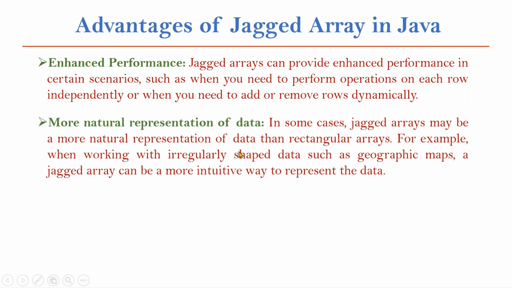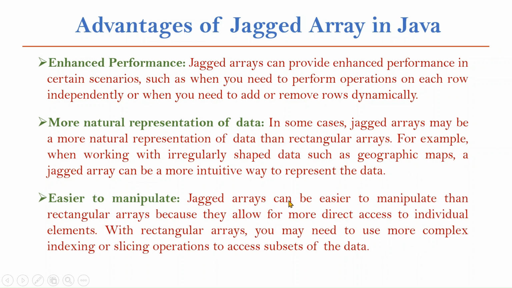Now, more natural representation of data. In some cases, jagged arrays may be a more natural representation of data than rectangular arrays. Rectangular arrays implies two-dimensional arrays. For example, when working with irregularly shaped data, like geographic maps, the data is not fixed. The data changes dynamically, so that can be considered irregularly shaped data. A jagged array can be a more intuitive way to represent the data. So in situations like this, we go for jagged arrays.